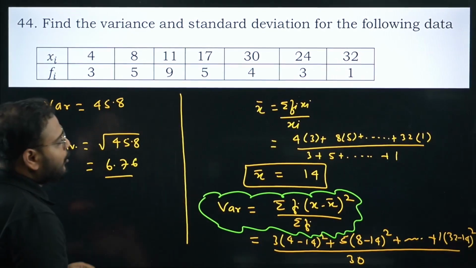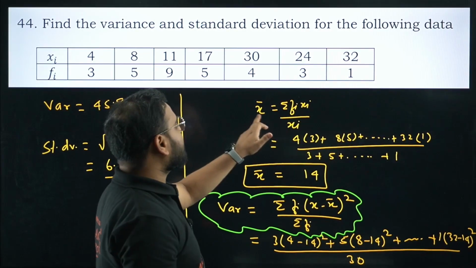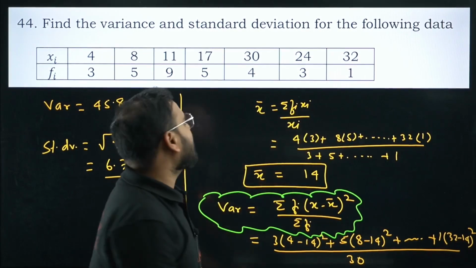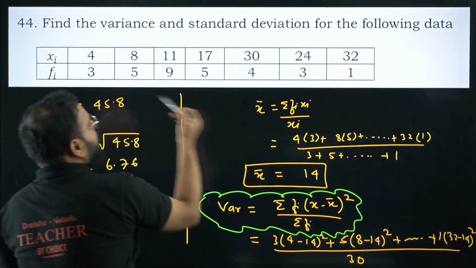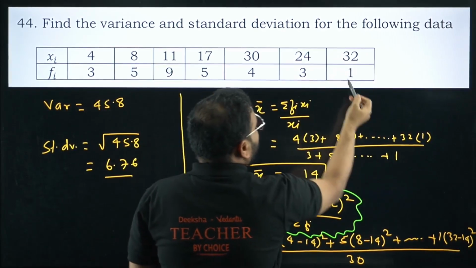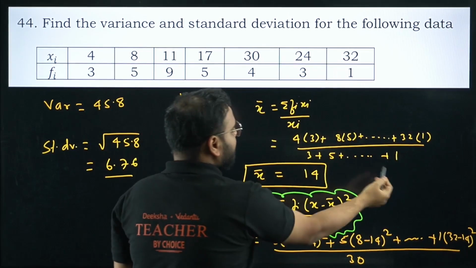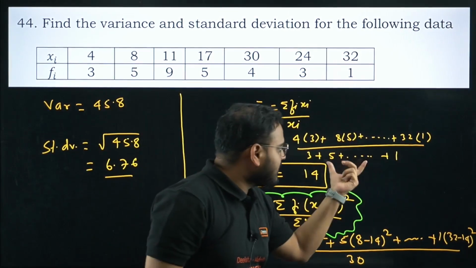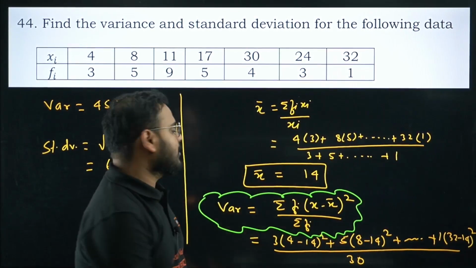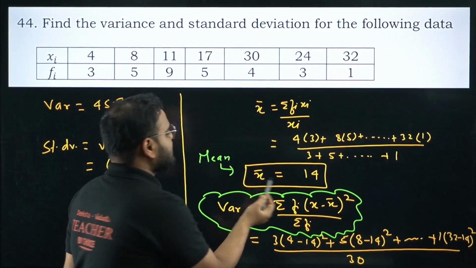So what are you going to do? We need the value of x bar for that. What is x bar called? Mean, right? How do you find the mean? Sigma fi xi upon sigma fi. So 4 into 3 plus 8 into 5 plus 11 into 9, till 32 into 1, divided by 3 plus 5 plus 9 plus 5, till 1. The numerator comes as 30 and the denominator totals 14. So your mean value x bar is 14.